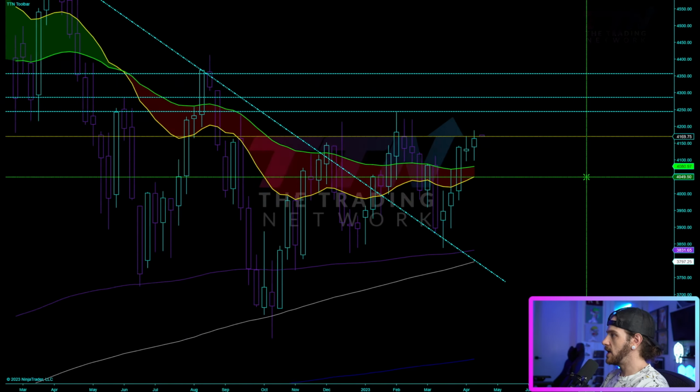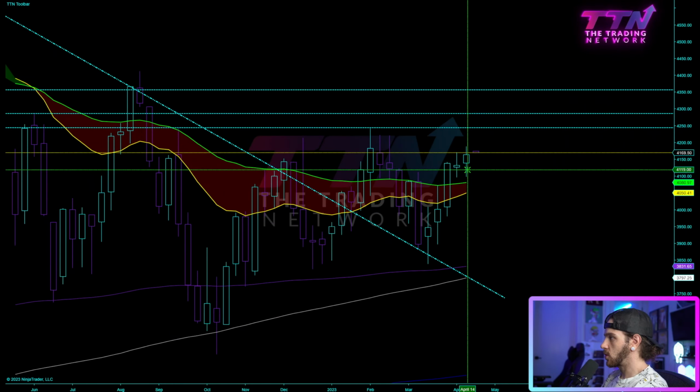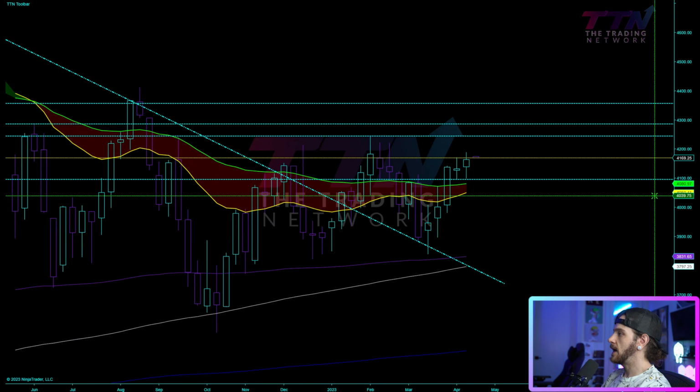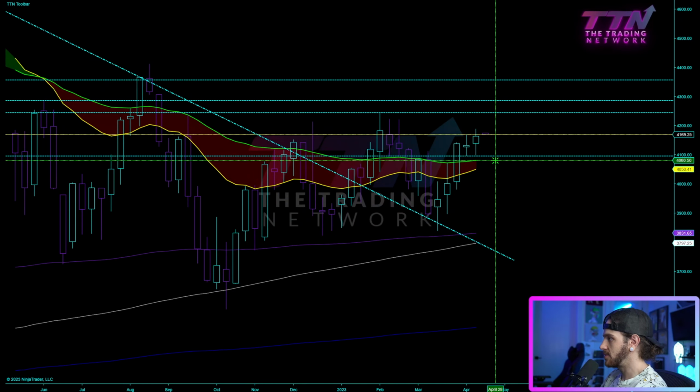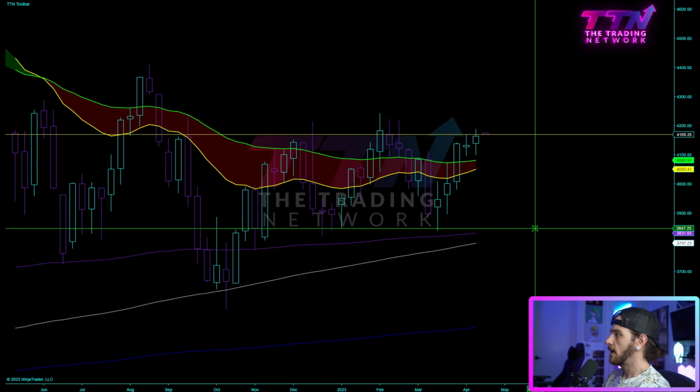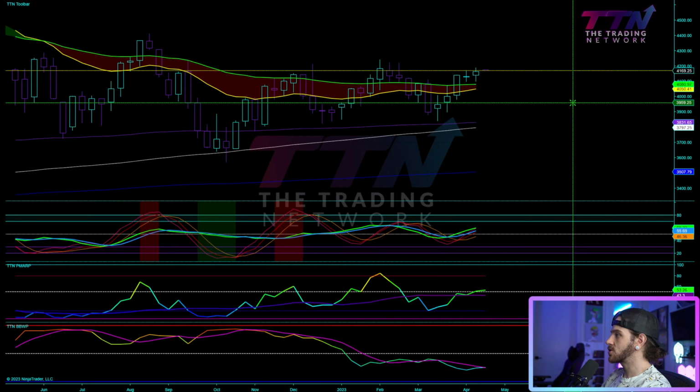Obviously, if we put in a local top, that would require this weekly candle closing below 4,098.75, which would be right there. And that would indeed increase the probability of some further downside, probably to retest these lows here. But for now, structure looks quite bullish.